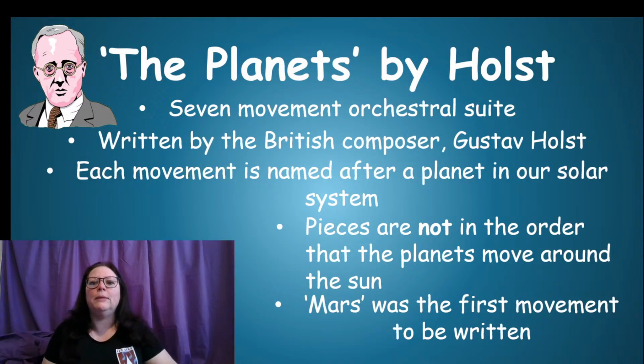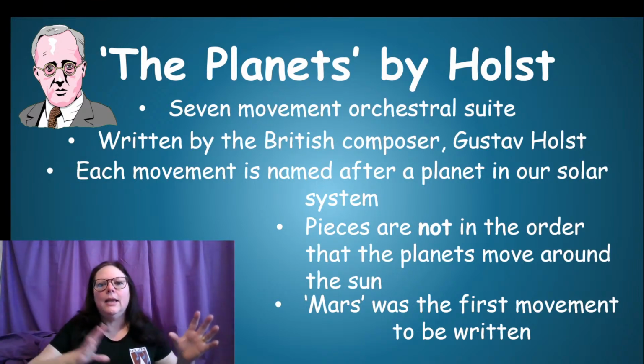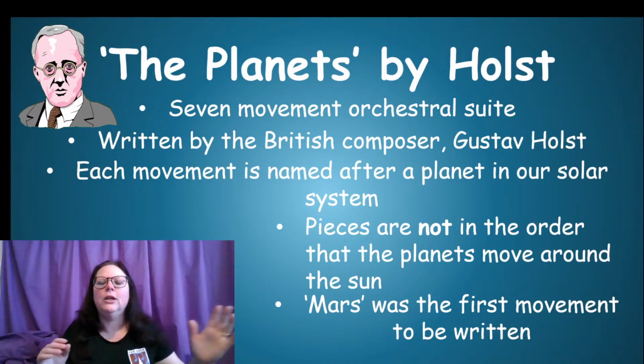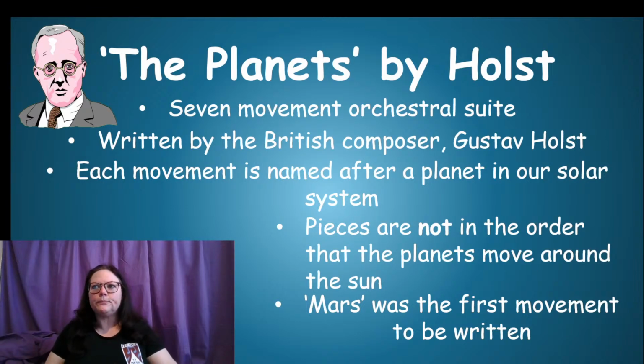Now, each movement is named after a planet in our solar system, but what's really important to know is that these are not in the order that they appear in our solar system from the sun. Holst has put them in the order that he wants to put them in. And actually, the very first of these pieces to be written was Mars. And so Mars is the very first piece as part of the suite. And in many ways, it is probably the most dramatic, and so it's a really good piece to start with.